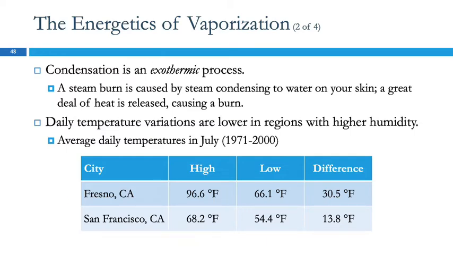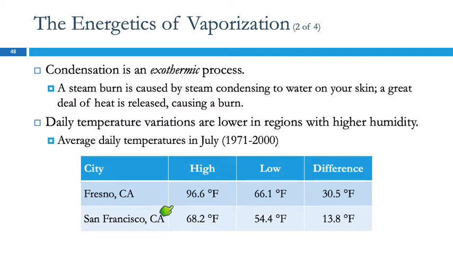This is a graphic or a table that I made up. It's not in the book. So I looked up average daily temperatures in July. This is from 1971 to 2000 in Fresno, California, and San Francisco. San Francisco is a little bit north of us, but not enough that it should have a different climate, and yet it does, right?